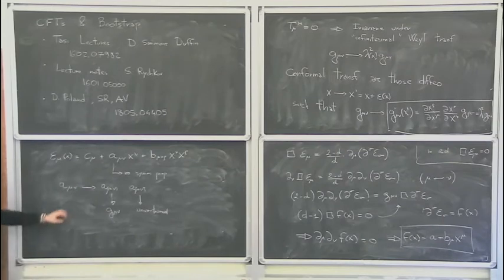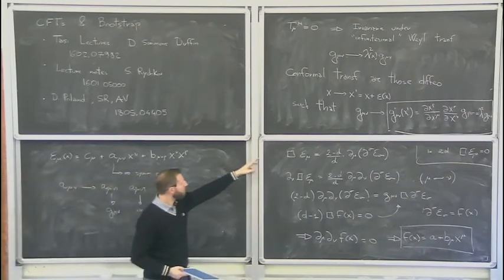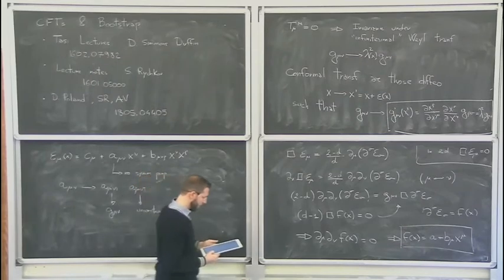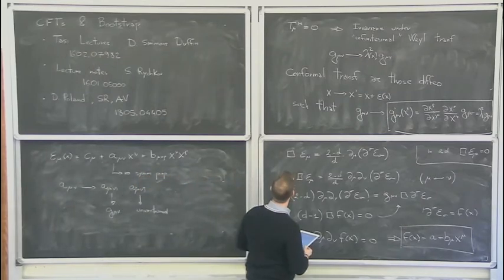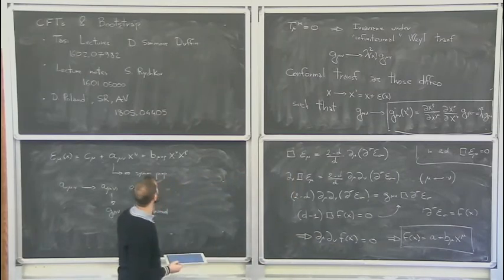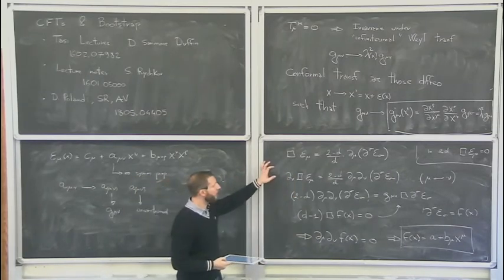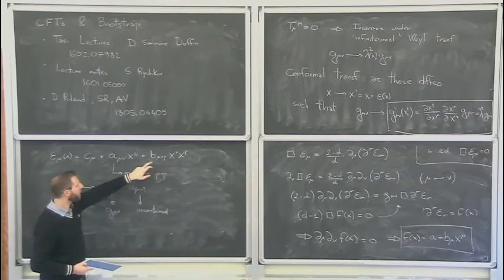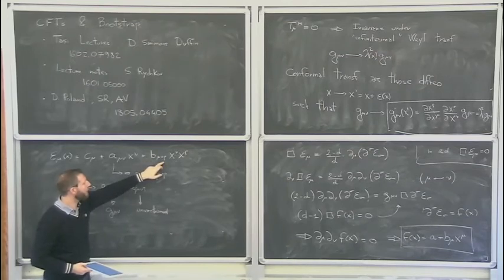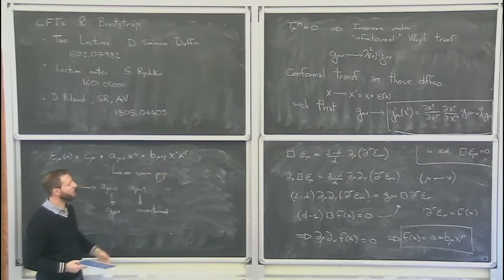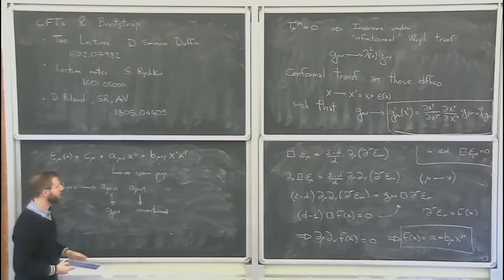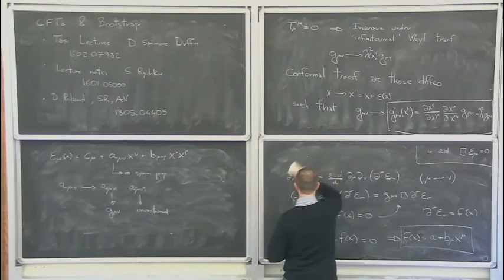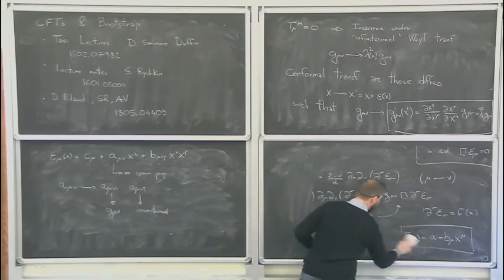And also, by plugging this ansatz into the original equation that I had, you can also show that B, which is in principle a three-index symmetric tensor, can actually be parameterized in terms of a single vector. And it has this form. Let me just write it.